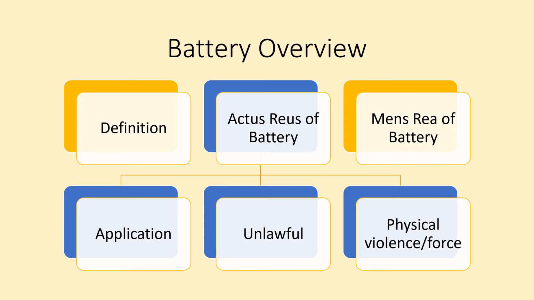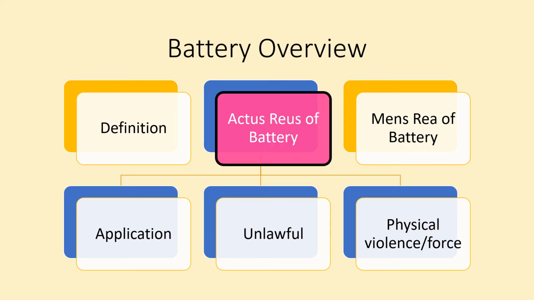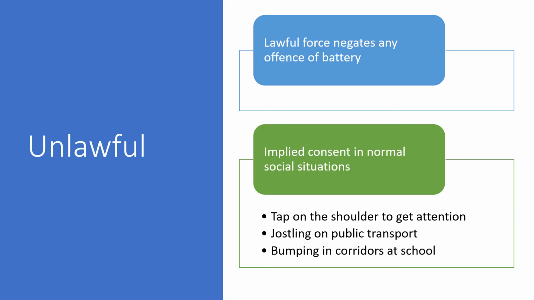So once we've considered the application element of the actus reus, we now need to consider whether it was unlawful. So we're going to talk about the unlawful element. Lawful force negates any offensive battery, and of course it's not unlawful if there is implied consent in normal social situations, such as a tap on the shoulder to get attention, or jostling on public transport, or bumping in corridors at school. So we need to be aware of those situations, but if it steps up a little bit, if you're pushing someone to get to a train, for example, that's going to be different than jostling.